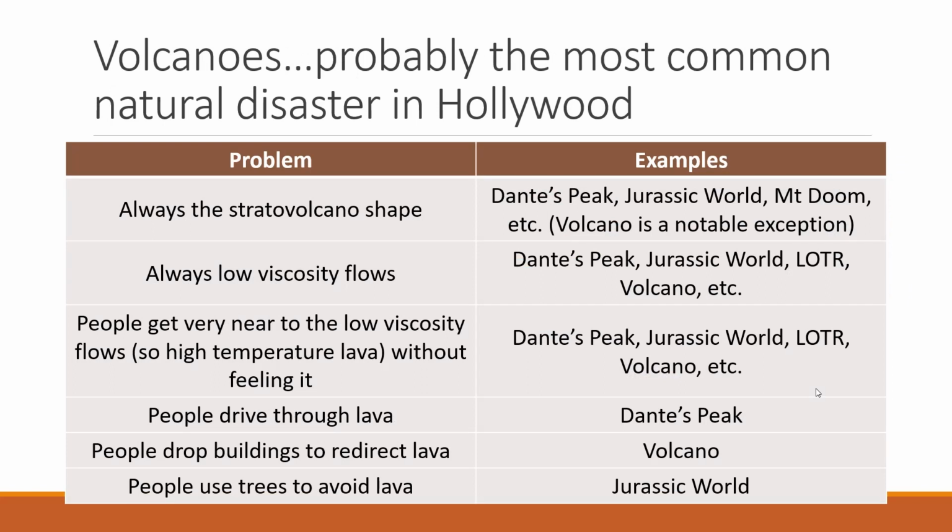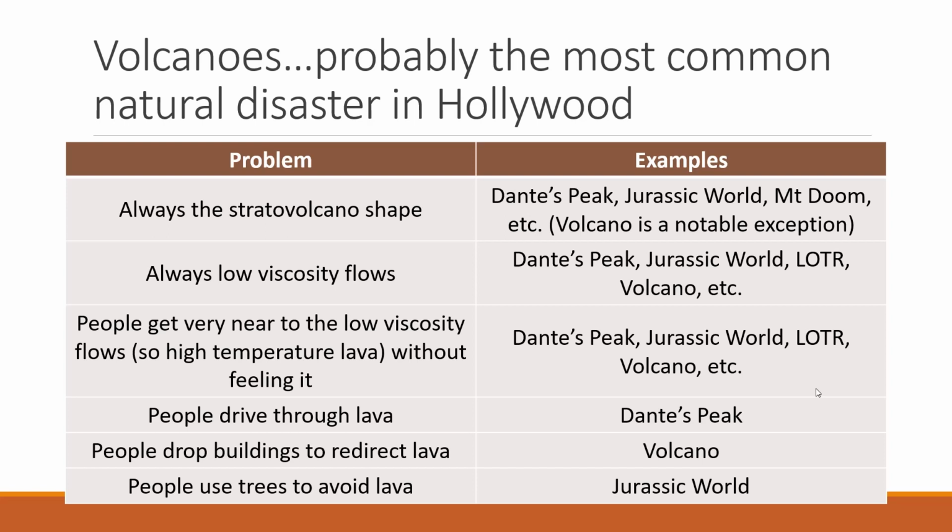And volcanoes are probably the most common natural disaster in Hollywood. I love making fun of volcanoes in movies in Hollywood because they're bad. They're always bad. They always use the stratovolcano shape. So Dante's Peak, Jurassic World, Mount Doom. Volcano, the movie Volcano with Tommy Lee Jones, is one of the notable exceptions. It's not a stratovolcano.